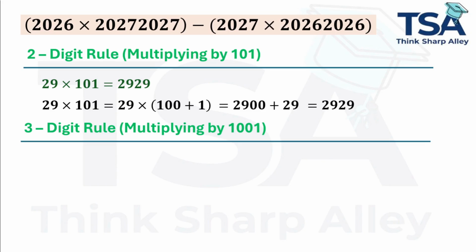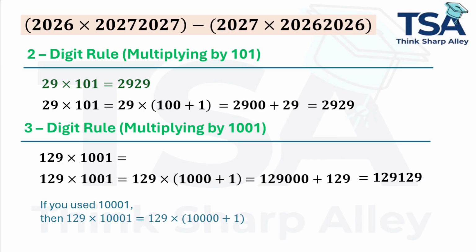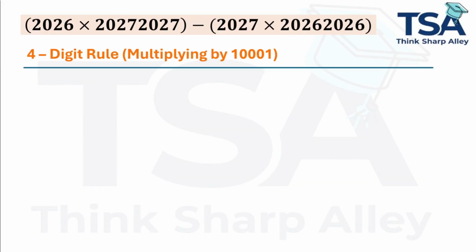Let's see the 3-digit rule: multiplying by 1001. If you multiply a 3-digit number like, let's say, 129 by 1001, remember, 2 zeros, not 3. Again, we'll split 1001 as 1000 plus 1, and using the distributive law, we will get this. If I add these two numbers, I get 129129. And remember, if you had used 10001, then you would get 129 times 10,000 plus 129, which will add an extra 0 in the middle. We'll get 1290129. Following this exact same pattern, a 4-digit number needs 10001 to repeat perfectly.